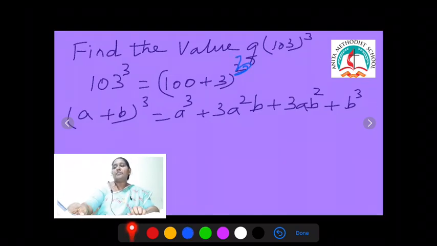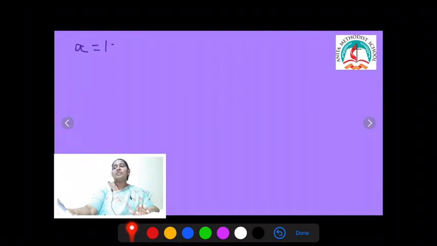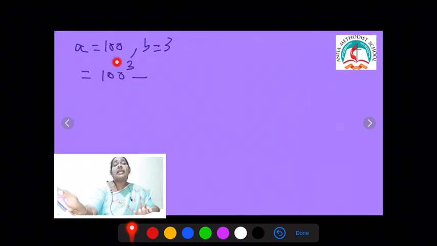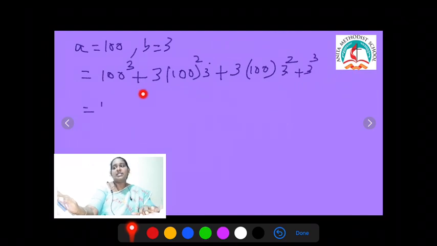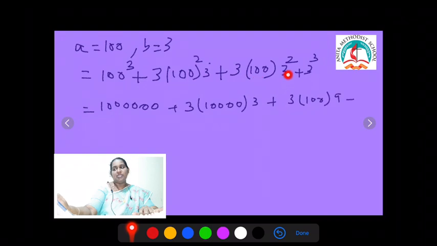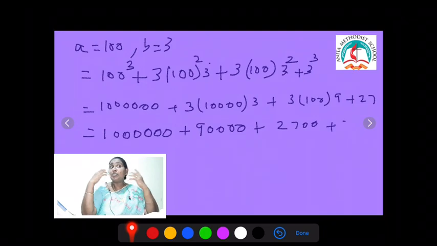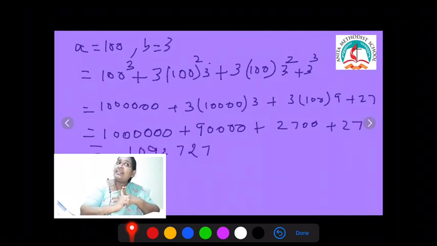So you got the a plus b the whole cube identity: a cube plus 3a square b plus 3ab square plus b cube. Okay children, so apply in the place. What is your a? 100. What is your b? 3. Apply in that place: 100 cube, 3 into 100 square into 3, 3 into 100 into 3 square, plus 3 to the power 3. Okay, 100 to the power 3 means how many zeros will you add? 100 has 2 zeros. To the power 3 means we have to add 6 zeros.